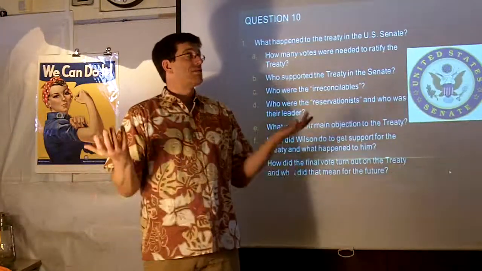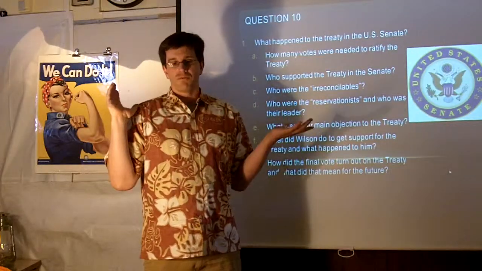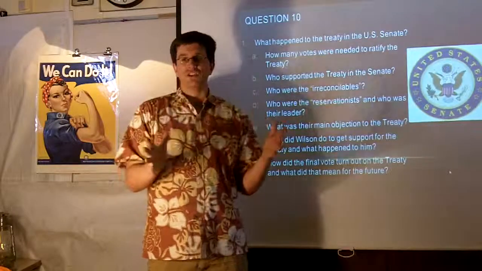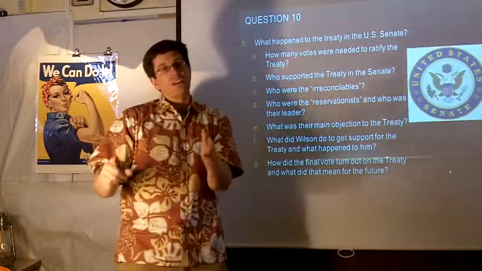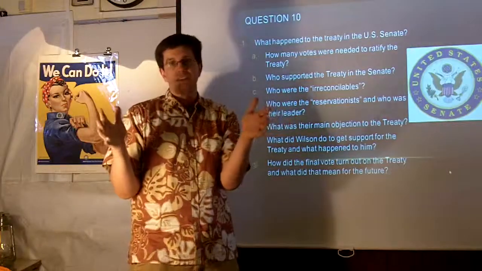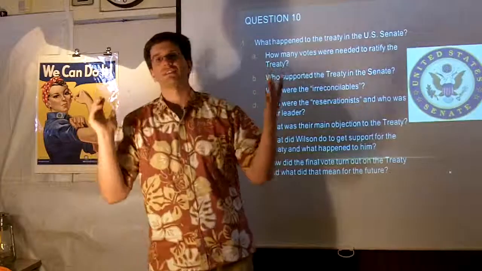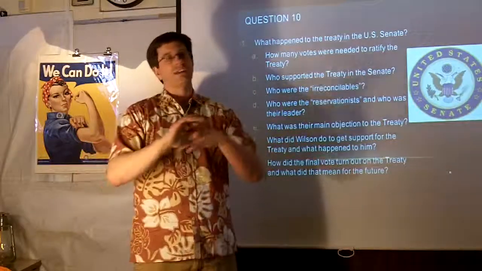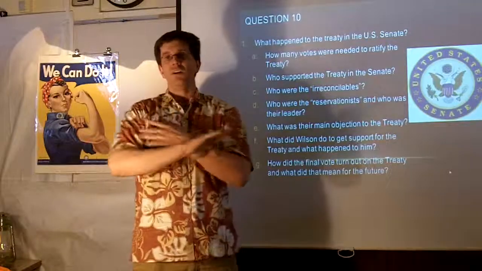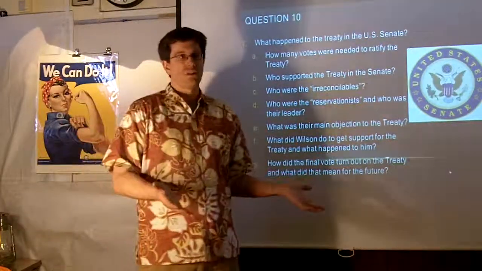So the way this thing happened was it went down in the Senate broke down into 3 groups. The reservationists. They would support the treaty with reservations, as long as we maybe made a special clause that the U.S. wouldn't be under foreign control. There were the irreconcilables, Republicans who were not going to support the treaty anyhow, no way. And the Democrats, most of whom supported Wilson.